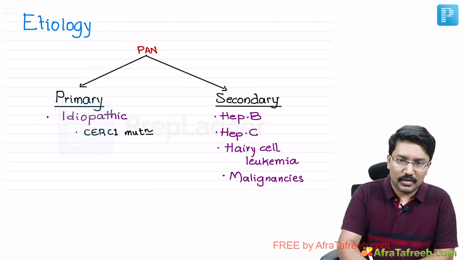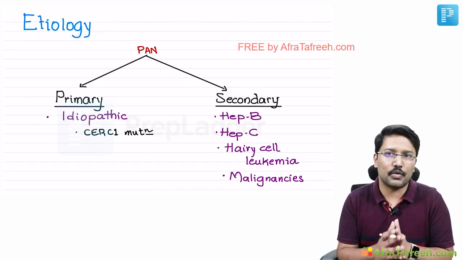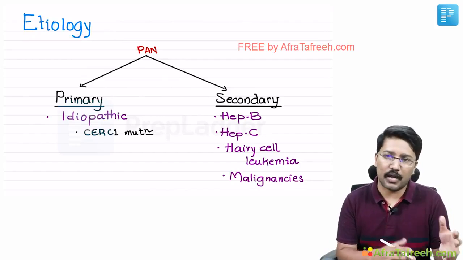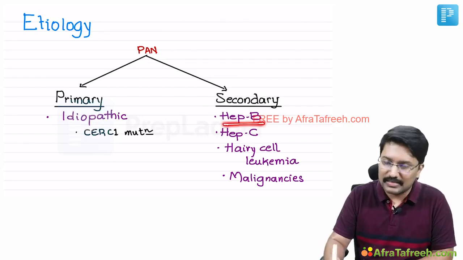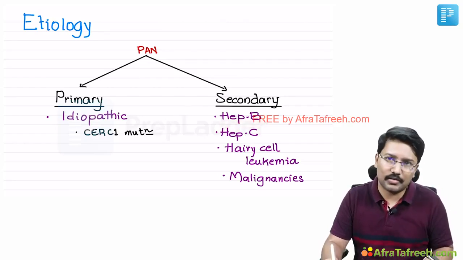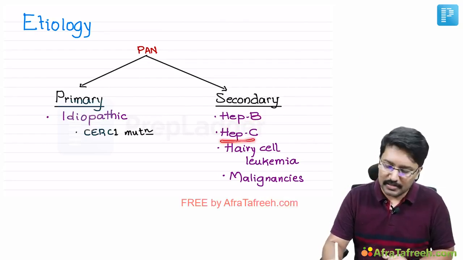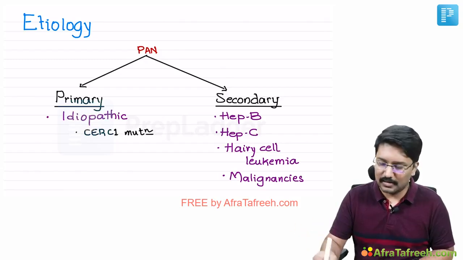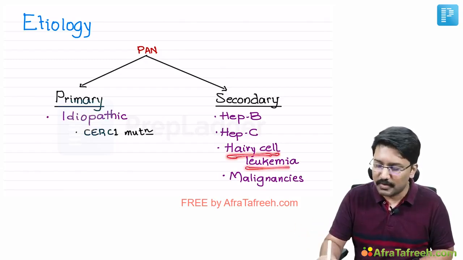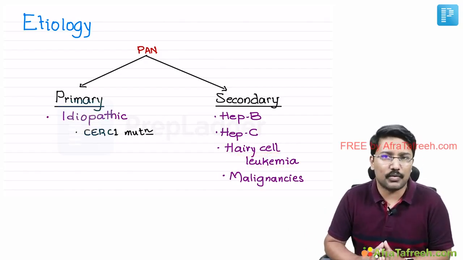Now let me take you to the etiology of polyarteritis nodosa. Based on the etiology, polyarteritis nodosa cases can be divided into primary and secondary. We are all already familiar that hepatitis B is classically associated with polyarteritis nodosa, but even to some extent, maybe to a lesser extent, hepatitis C is also associated with polyarteritis nodosa, right? Other than that, there is a malignancy, hairy cell leukemia, which has been linked with the causation of polyarteritis nodosa.